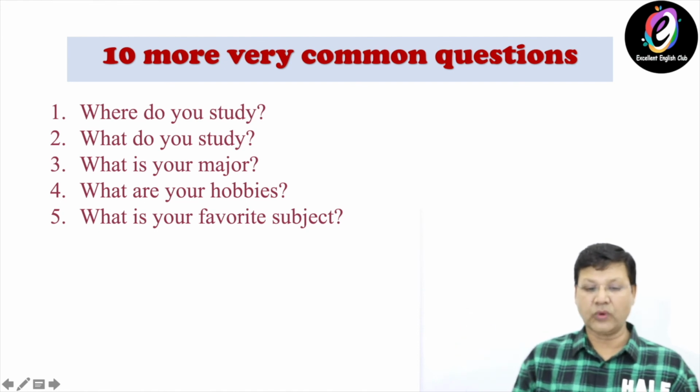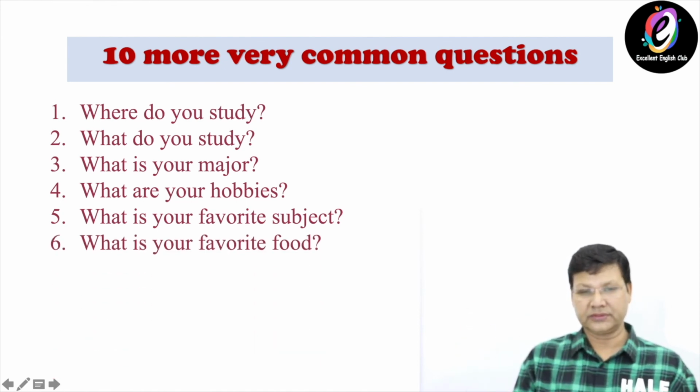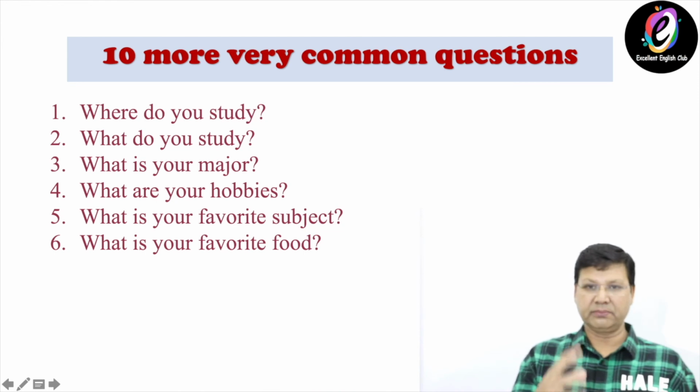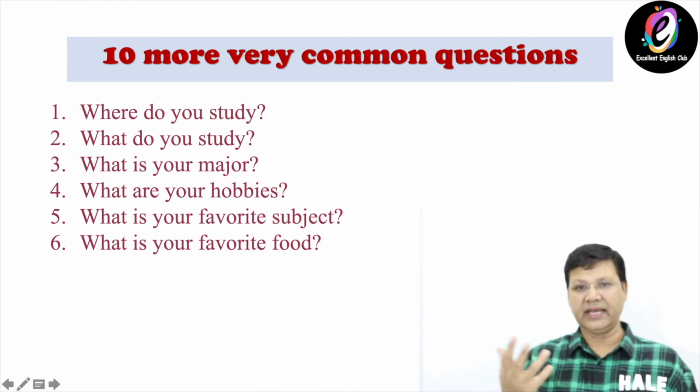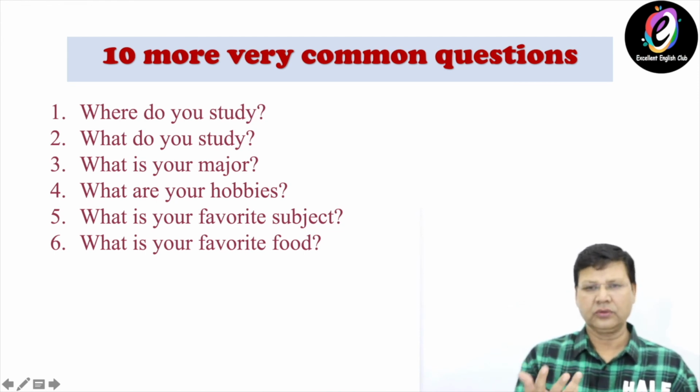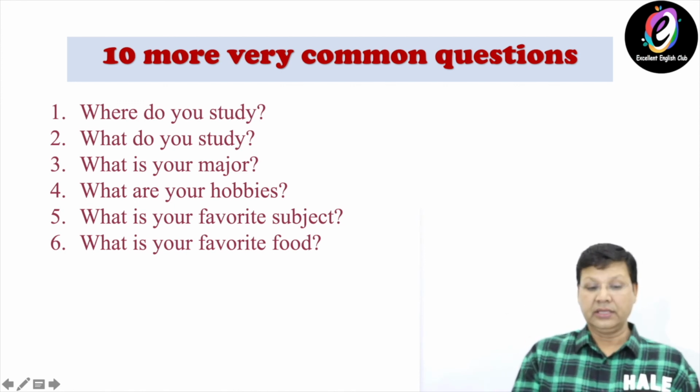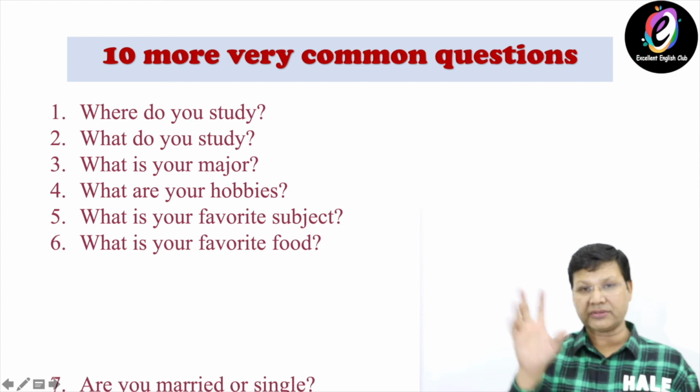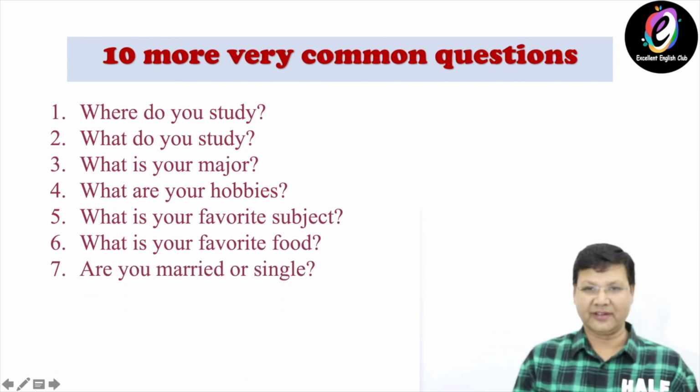Next one is, what is your favorite food? Somebody likes pizza, somebody likes burger, somebody likes biryani. So it's up to you. Whatever your favorite dish, you can tell. Number 7, are you married or single? It's a very common question. Are you married or single?